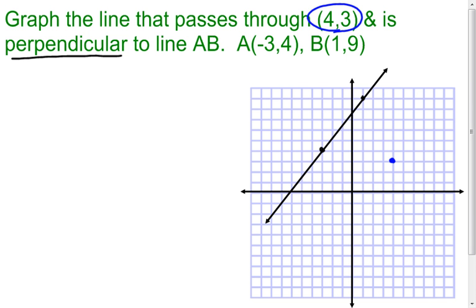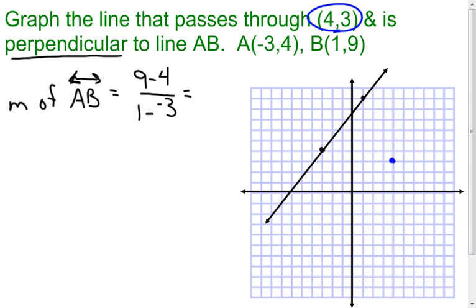You have multiple ways to do it. You could do like I did the first time, where I just count up and over, or we can use our slope formula. So I'm going to do the slope of line AB. What I need to do is 9 minus 4, and 1 minus -3. So I have a slope of 5/4. Therefore, the slope of my perpendicular line is going to have to be -4/5.